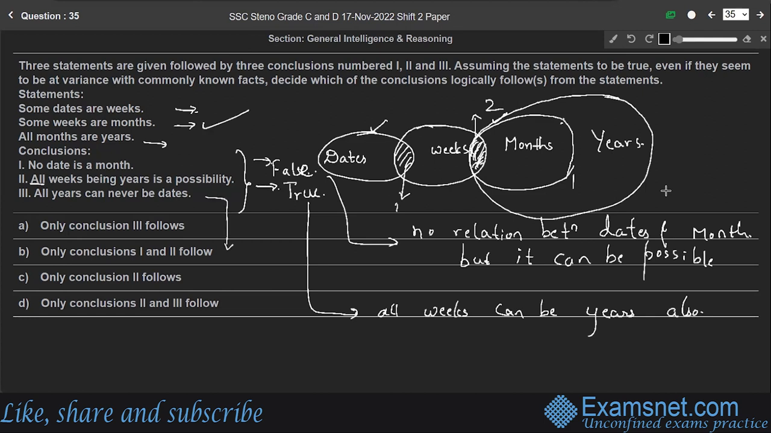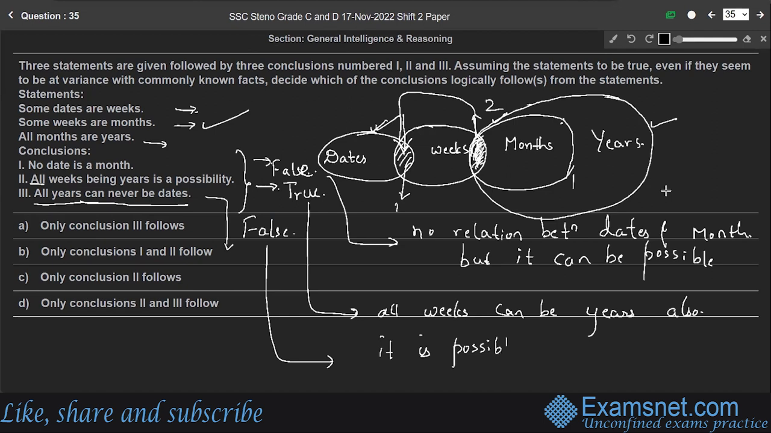Right? And the third conclusion is all years can never be dates. Right? So here is the set of years, the set of dates. All years can never be dates. It's completely false. Though there is no relation between years and dates, it can be possible because here is a common portion between weeks and dates. And some portion of the weeks are portion of years also. So we cannot say all years can never be dates. If this portion, the second statement portion, is included in the first portion, it is possible. Therefore, the third conclusion is false. It is possible, but not definite. Therefore, only conclusion 2 follows, which is true, right? Option C is the right answer.